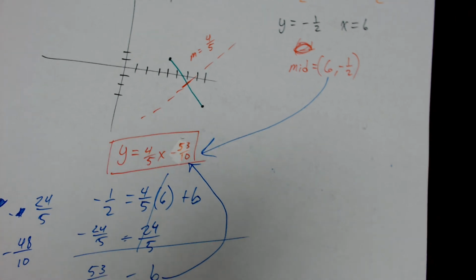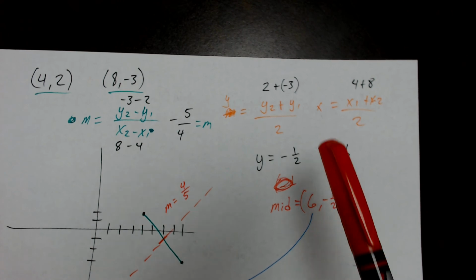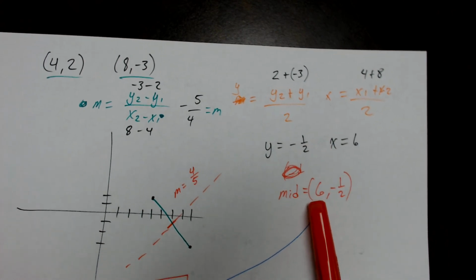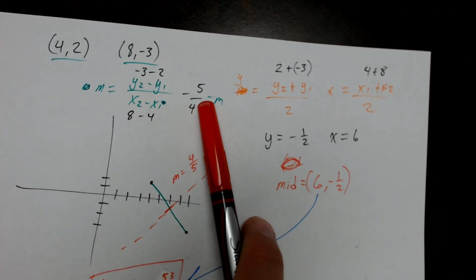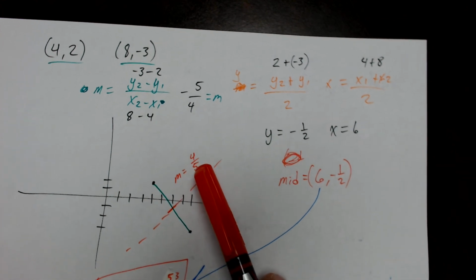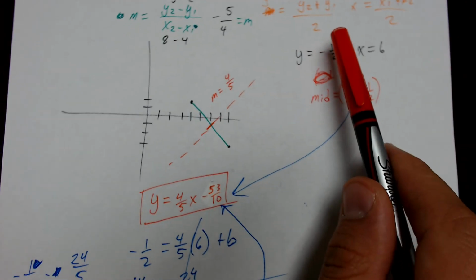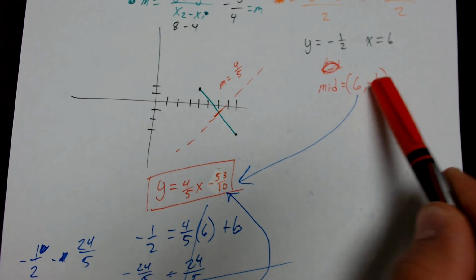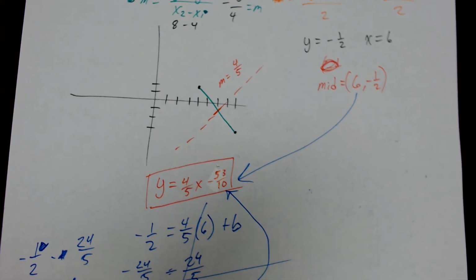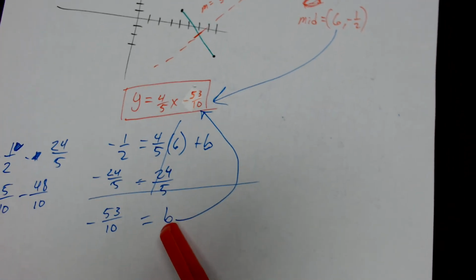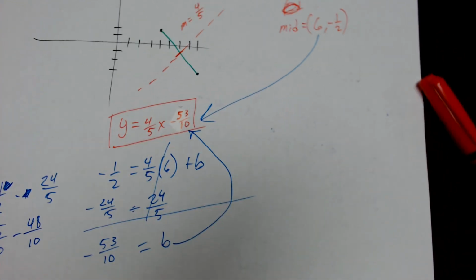But that's how we find perpendicular bisectors. So use the midpoint formula to find the midpoint. Use the slope formula to find your slope. Take the negative inverse to find the slope of your perpendicular bisector, and then plug the midpoint into that equation with that slope to solve for your y-intercept, and you're good to go. If you have any questions, let me know on Moodle, and I will see you in class.